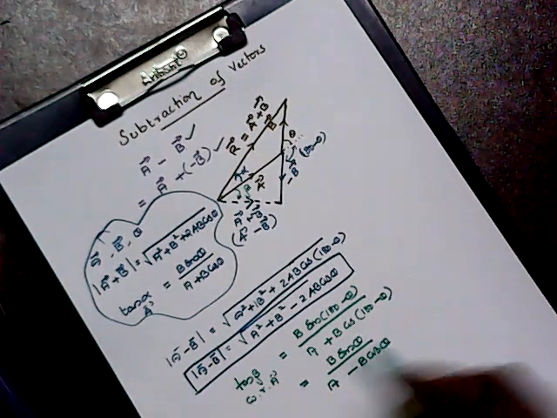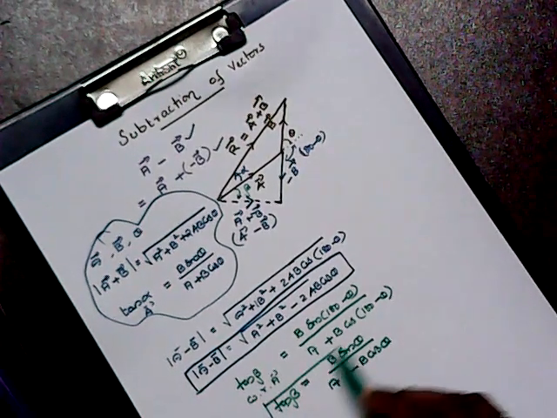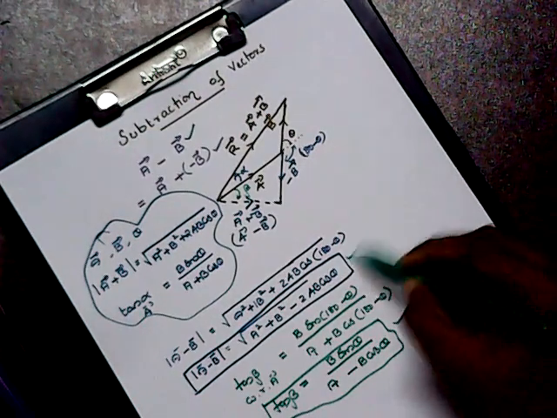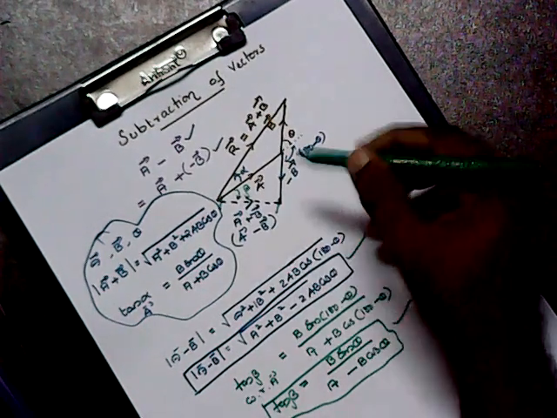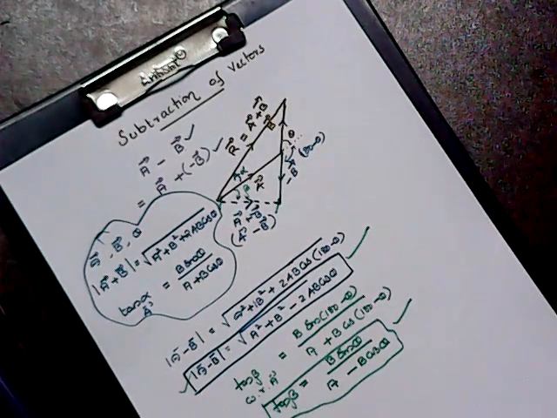So you get the value as tan beta equal to b sin theta by a minus b cos theta. So that is the magnitude of the resultant during subtraction, and its direction.